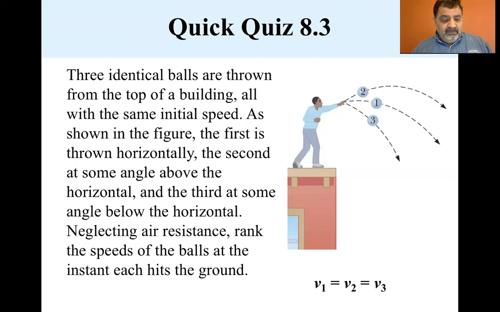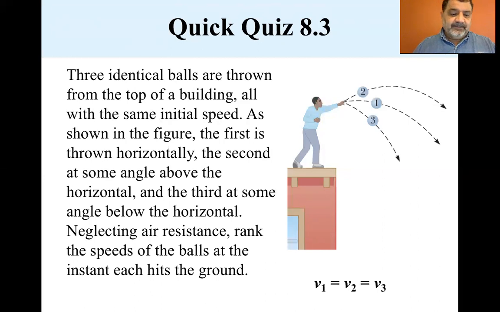V1 equals V2 equals V3. The first and third balls speed up after they are thrown, whereas the second ball initially slows down, but then speeds up after reaching its peak. The paths of all 3 balls are parabolas, and the balls take different time intervals to reach the ground because they have different initial velocities. All 3 balls, however, have the same speed at the moment they hit the ground because all start with the same kinetic energy and because the ball-earth system undergoes the same change in gravitational potential energy in all 3 cases.